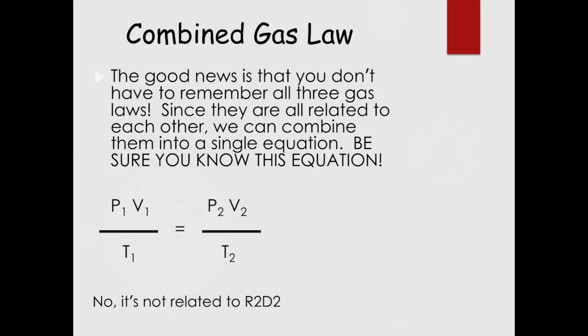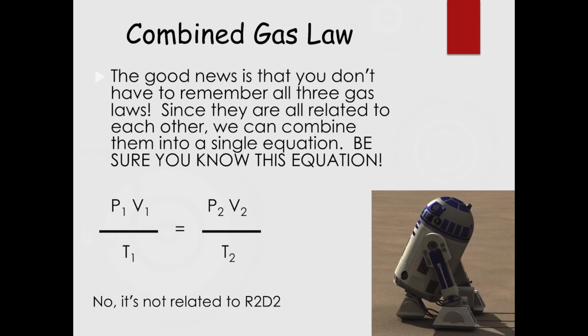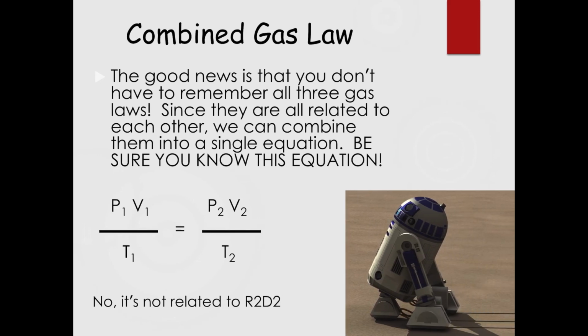And the good news is that you don't have to remember all these individual gas laws because they're all contained in this combined gas law equation. This is the one that you need to know. You have to know this equation. So this is P1 V1 over T1 equals P2 V2 over T2. And no, that's not related to R2D2, even though it kind of sounds like it. Anyways, P1 V1 over T1 equals P2 V2 over T2. That is the combined gas law equation.